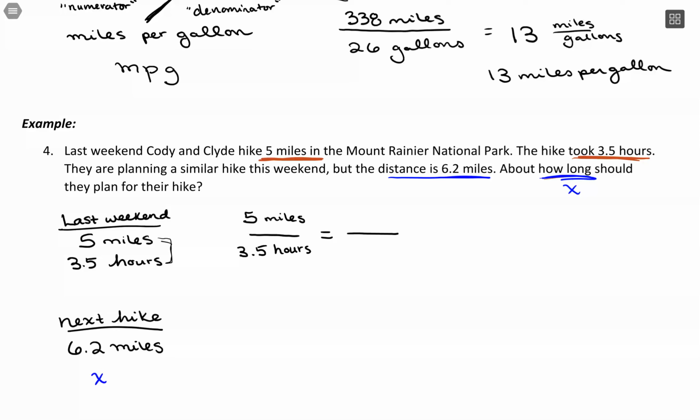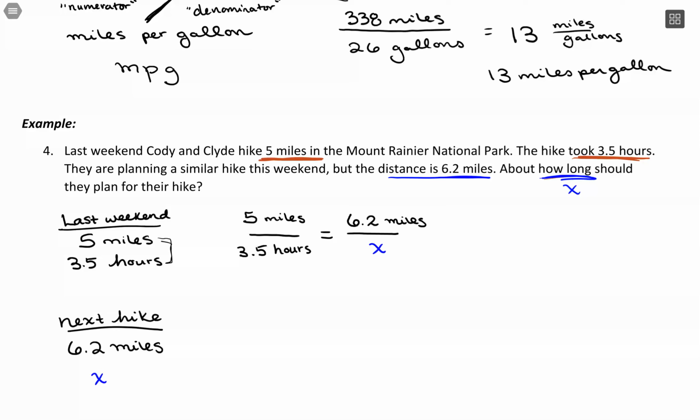So I'm going to set it up 5 miles to 3.5 hours. Then when I set up this right-hand side, I have the 6.2 miles, and this is where it does matter. By setting up this first fraction, I'm saying miles in the numerator, hours in the denominator, and it has to stay the same on the right-hand side as well. So with that 6.2 miles, I can't put it in the denominator. It has to go in the numerator to match the form that I used on the left-hand side. And then X, which is representing time, will go in the denominator.